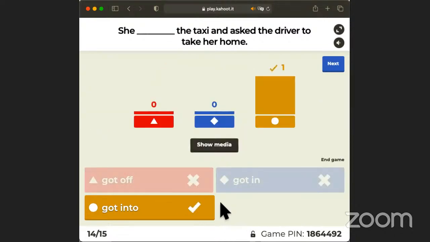Yes, very good. Let's read the answer, please. She got into the taxi and asked the driver to take her home. Excellent. So this is the opposite of the previous one, no? This means she got into, like inside of the taxi. Excellent, great job.